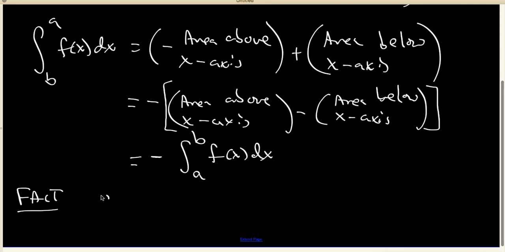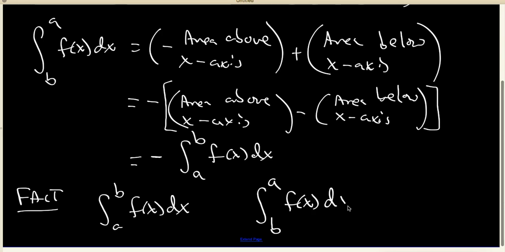And the fact is that if I look at the integral between a and b of f of x dx, and I look at the integral between b and a of f of x dx, these two things are additive inverses of each other. And so I can put a minus sign here and an equal sign there.